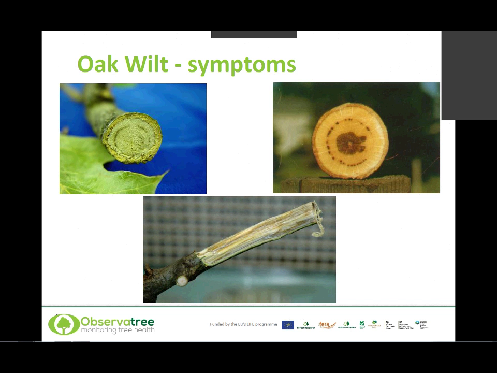So if you do see a wilted stem and you're able just to pull the branch down and cut through it, look to see whether you can see any vascular staining and browning in the tissue, because that's a very good symptom of a fungal wilt. So we'll move on to the next slide.